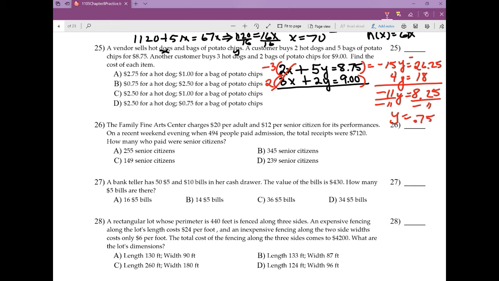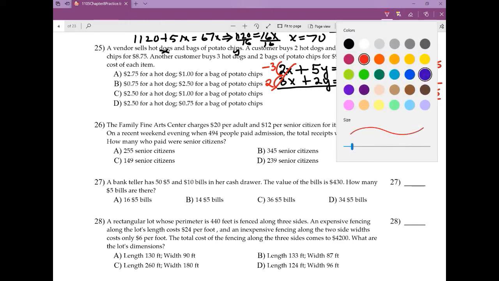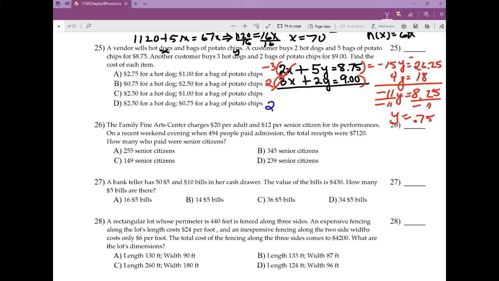At this point I can go ahead and substitute back into either of the other two equations. So I'm going to take my 0.75 and I'm going to say 2x plus 5 times 0.75 is equal to 8.75. And so 5 times 0.75, that's $3.75, which I'm going to subtract, so I'm going to have 8.75 minus 3.75, which leaves me 5, and I'm going to divide that by 2.